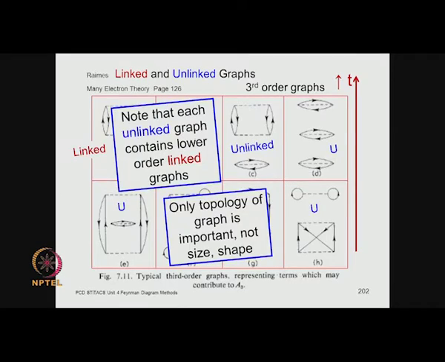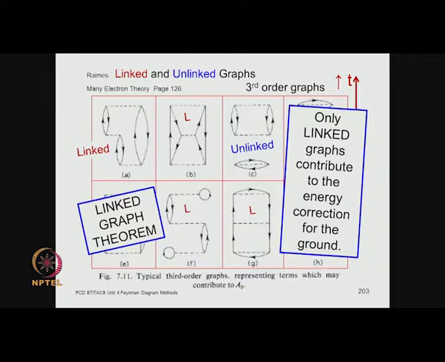So, only this topology is important, and there is a theorem which is known as the linked graph theorem. What this theorem tells us is that only the linked graphs contribute to the energy correction for the ground state. The unlinked graphs will contribute nothing. Those contributions will go to 0. Some of these theorems are a matter of detail which I will only mention, and it is for you to follow up. There are extensive proofs and discussions in the book by Raimes, Fetter and Walecka and so on, which are the primary references that we have used for our discussion here.